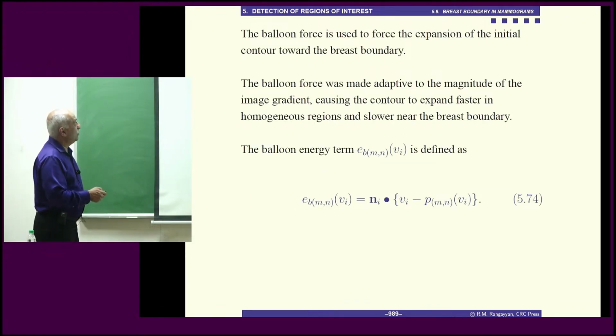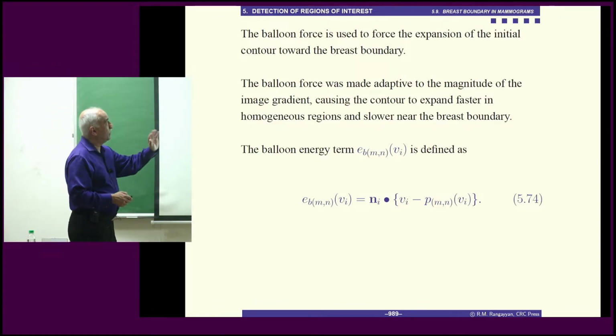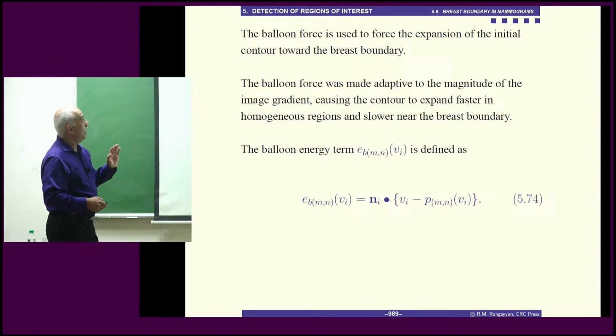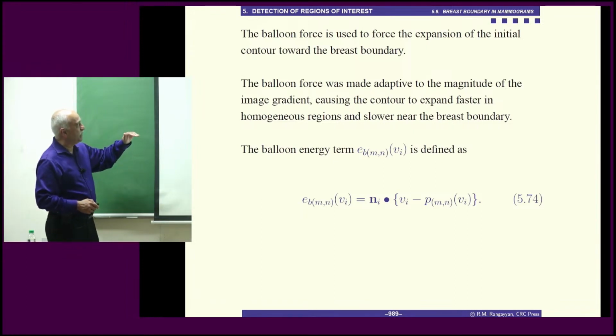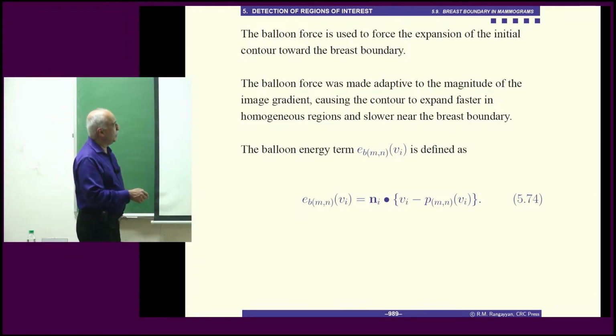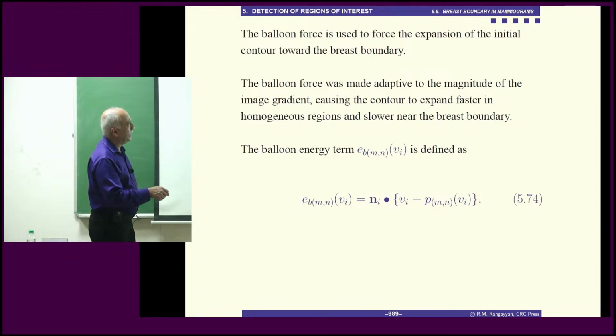So the balloon force is used to force the expansion of the initial contour towards the breast boundary. That was made adaptive to the magnitude of the image gradient, causing the contour to expand faster in homogeneous regions and slower near the breast boundary. The balloon term was defined in this manner. Ni is the normal vector, Vi minus P Mn Vi.